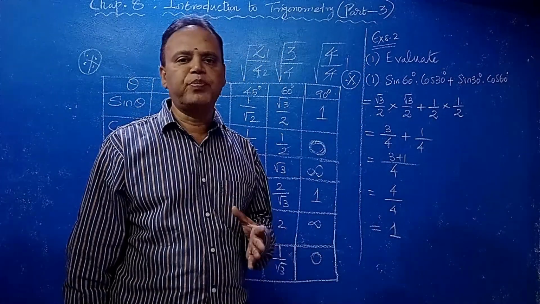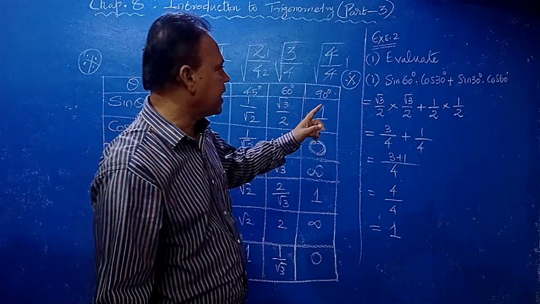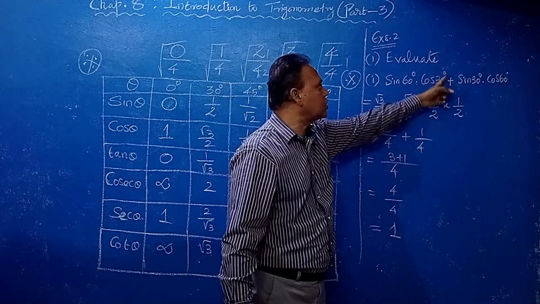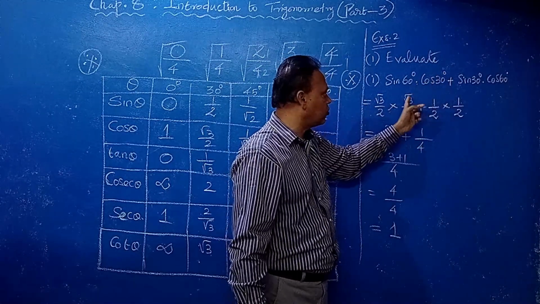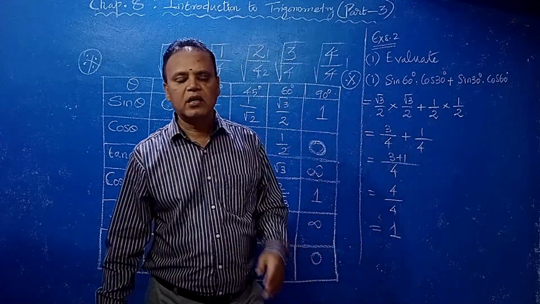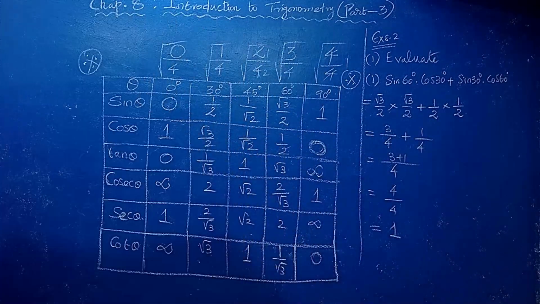Understand? So simple. Clear? You just have to put the correct value, sin 60 ka value root 3 by 2, cos 30 ka value root 3 by 2. Like that you put the value and simplify, and you will get the correct answer.